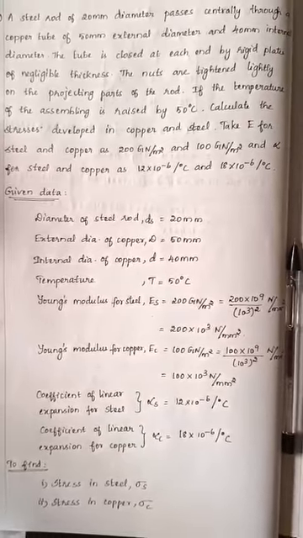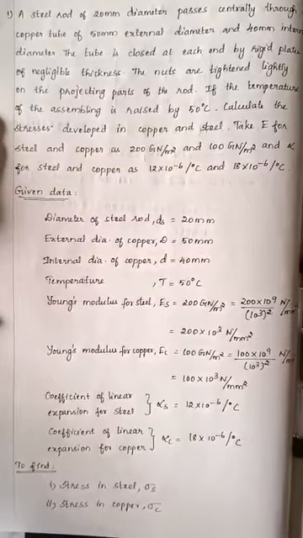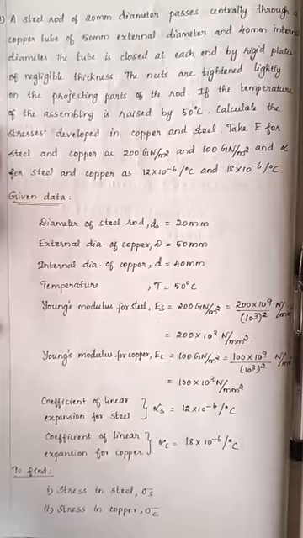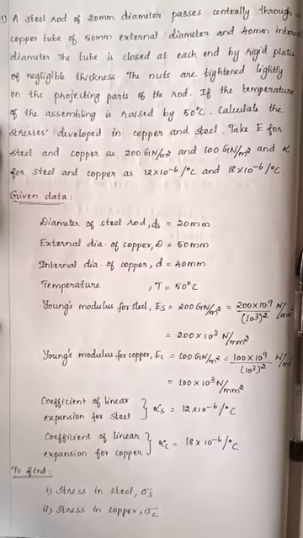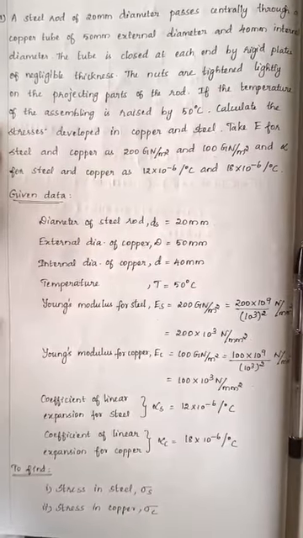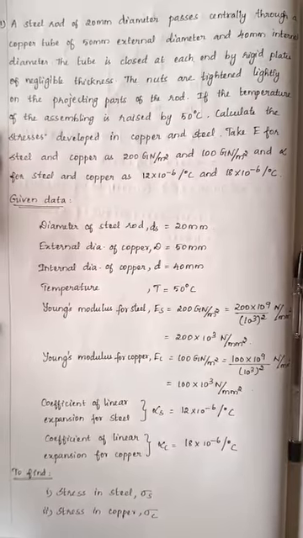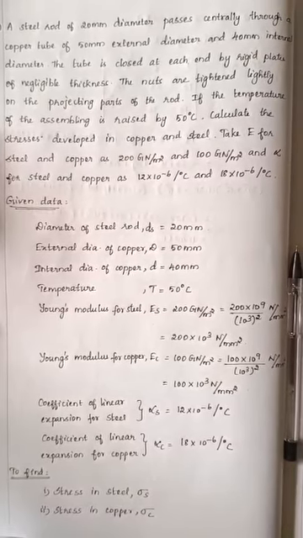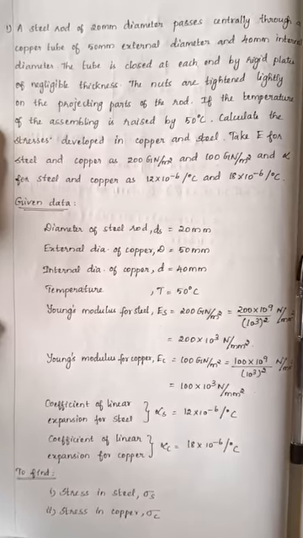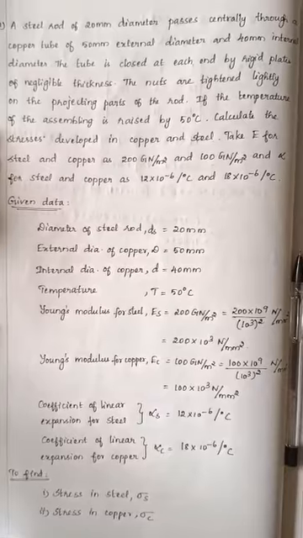Today we are going to study how to calculate the stresses. The question is: a steel rod of 20 mm diameter passing centrally through a copper tube of 50 mm external diameter and 40 mm internal diameter. The tube is closed at each end by rigid plates of negligible thickness. The nuts are tightened lightly on the projecting parts of the rod. If the temperature of the assembly is raised by 50 degrees Celsius, calculate the stresses developed in copper and steel.